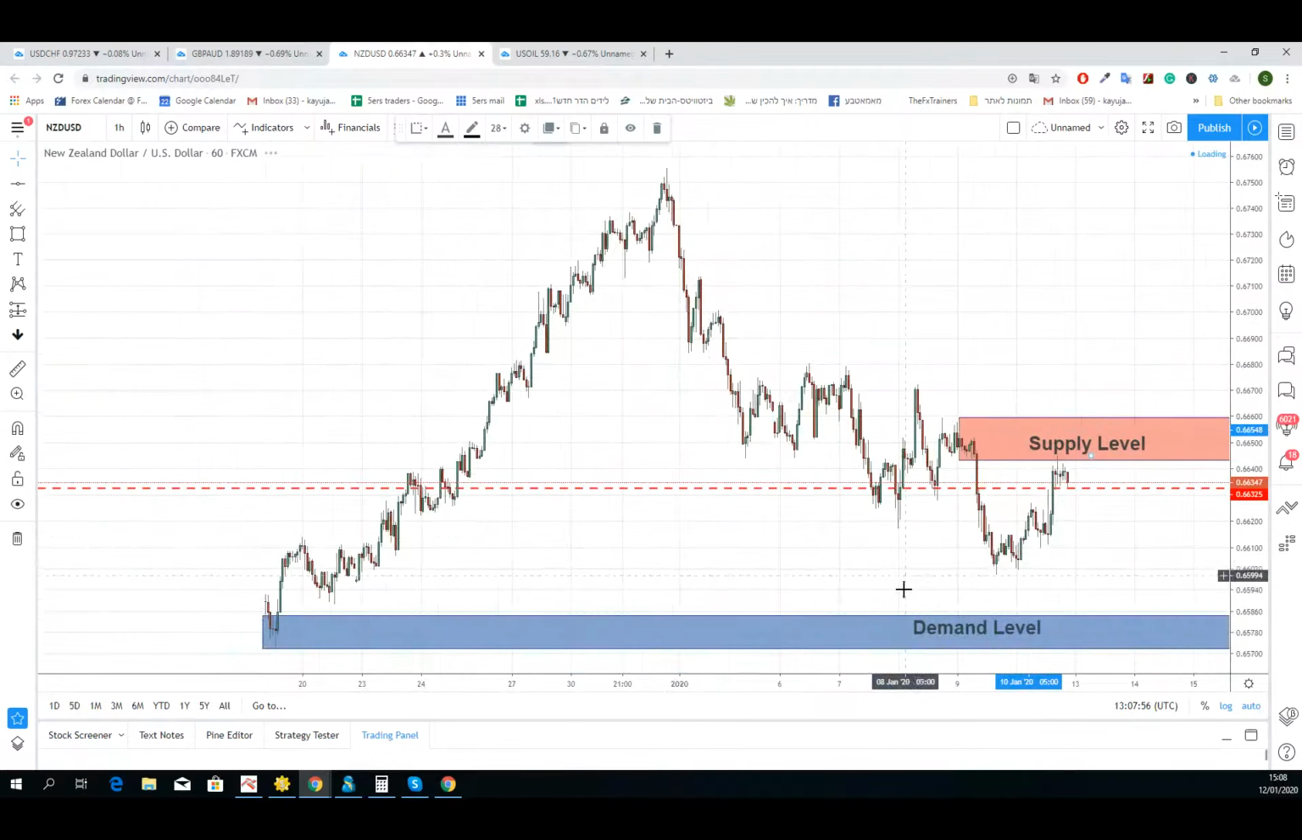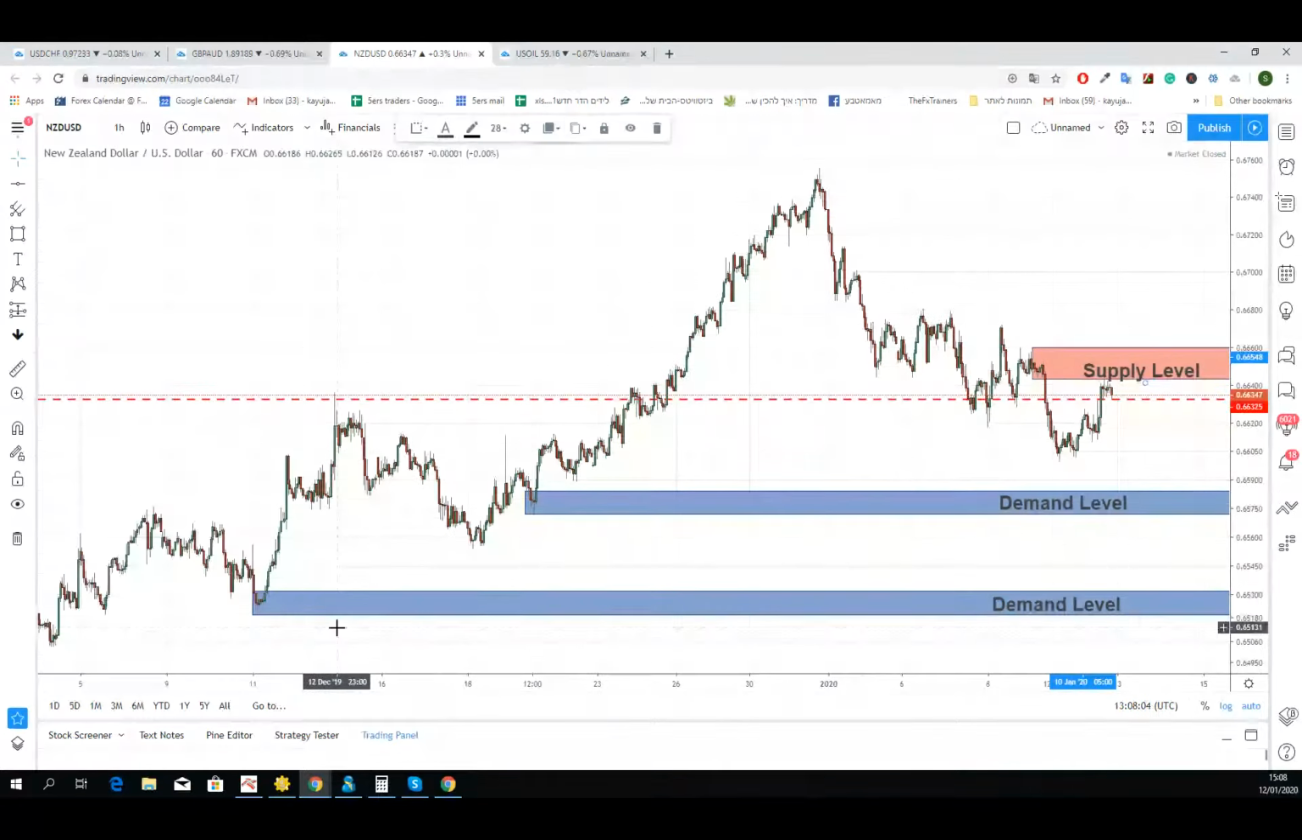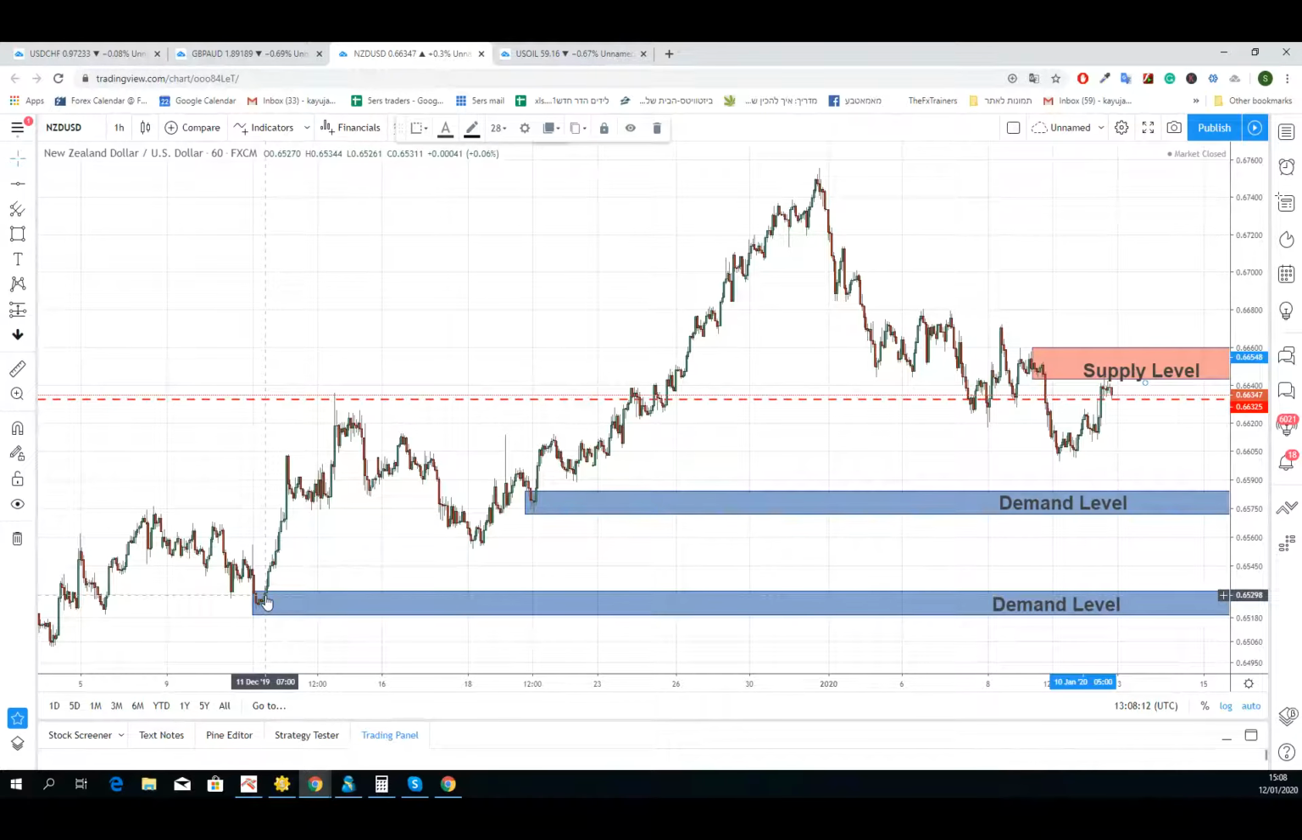And this demand here below will be the target. If we look more to the right, this demand here at the bottom, of course, can also be the final target for those who want to work with two targets.